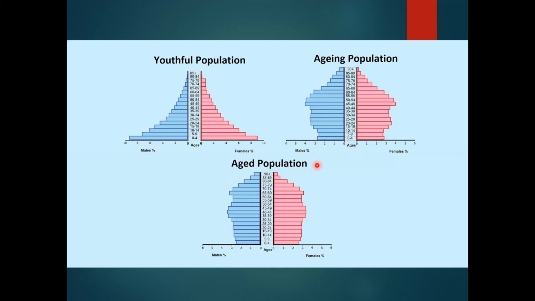So maybe these three population pyramids might be representing three different countries. This can be of America, this can be of Pakistan, and this can be of India, let's say, for example. So this is how different population pyramids are used and compared, representing the population structure of different countries.